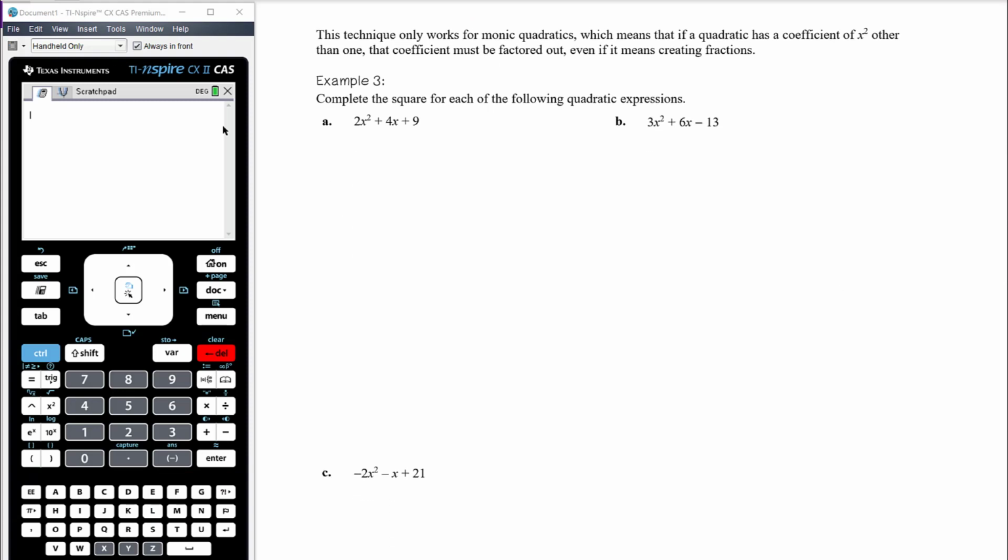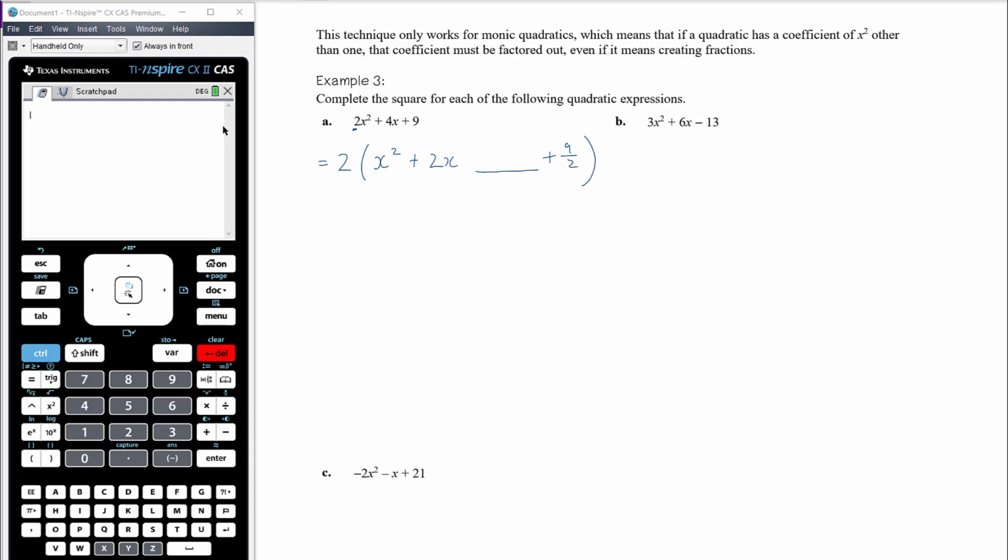This technique only works for monic quadratics. Okay, so if you have 2x squared, negative x squared, 5x squared, 6.8x squared, you have to divide that number out before you can complete the square. Okay, that's really important. It's the number one place where you'll go wrong. So the fact that we've got a 2 here in this example, we cannot complete the square at the moment. So we have to factor out the 2, even if it means making fractions. The first step has to be to factor out the 2. So we get x squared plus 2x. We're then going to try and complete the square with that, and we'll have 9 on 2.